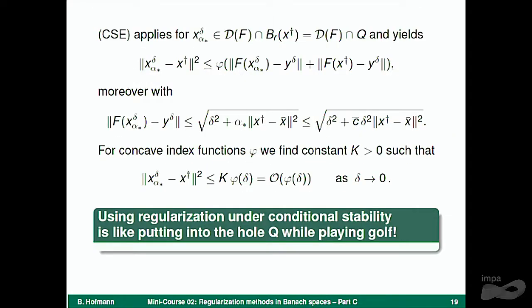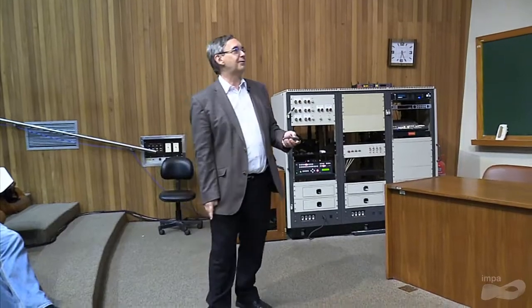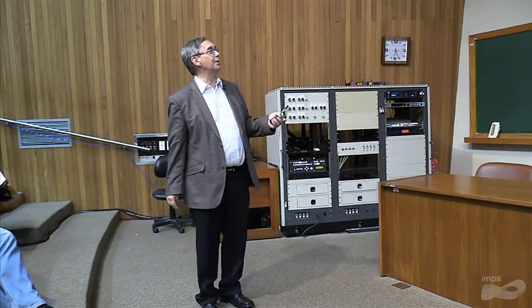So my joke: using regularization under conditional stability is like putting into the hole while playing golf. So you do nothing, but you must put this in, and if it's in the hole, all is fine. You can work with this. So this is my point of view of this conditional stability.